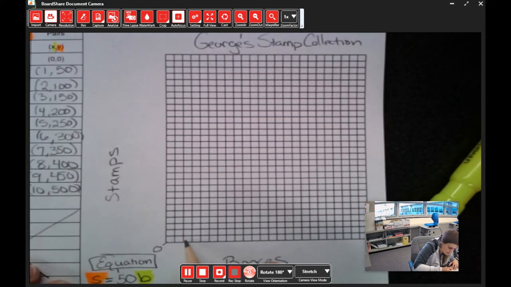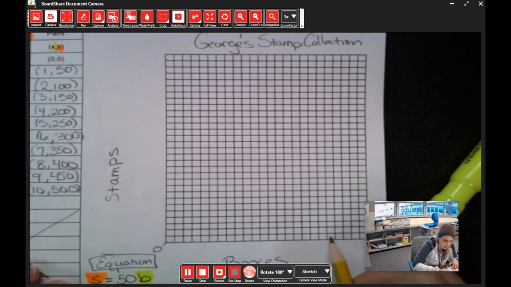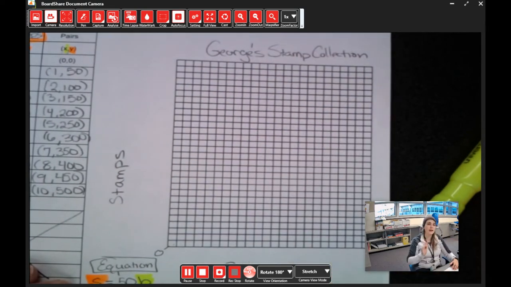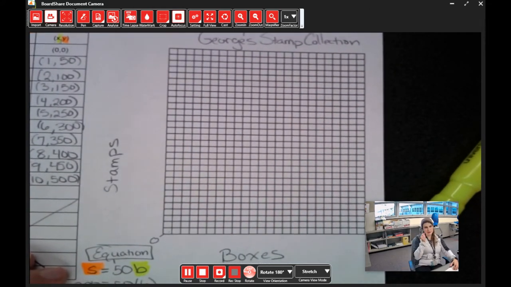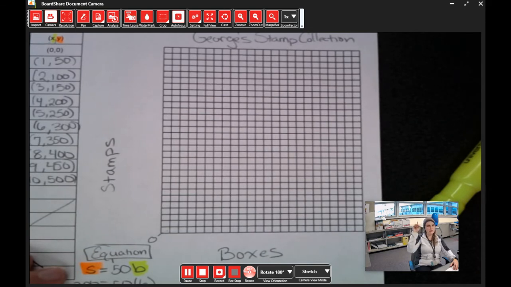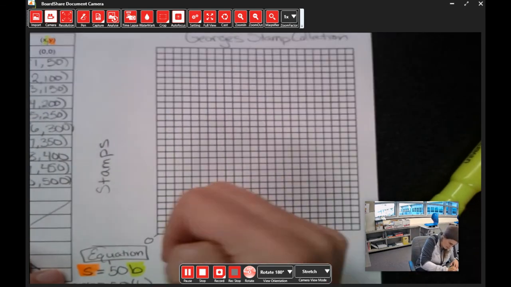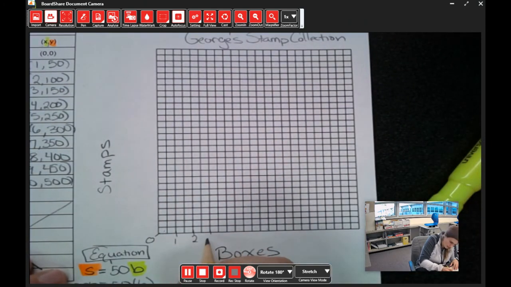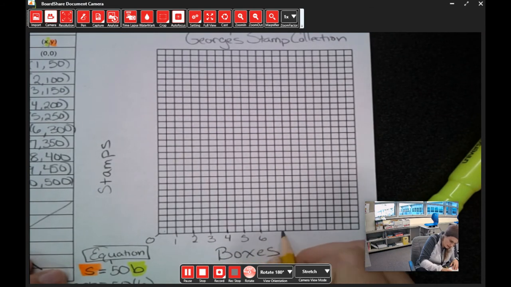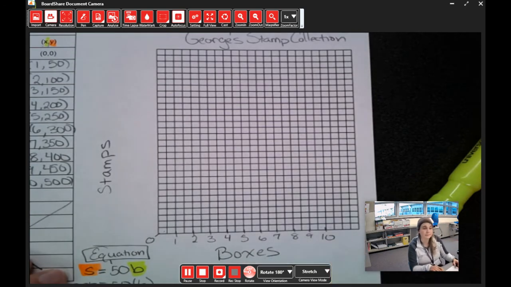1, 2, 3, 4, 5, 6, 7, 8, 9, 10, 11, 12, 13, 14, 15, 16, 17, 18, 19, 20, 21, 22, 23, 24. So there's 25 spaces there. If I just count by ones, it's going to be too squished together. So maybe I'll make every 2 units equal to 1 box. 1, 2, 3, 4, 5 boxes, 6 boxes, 7, 8, 9, and 10.